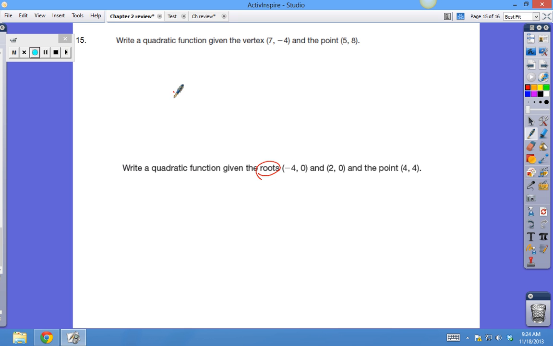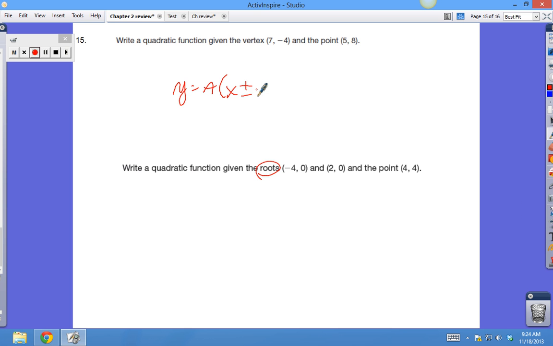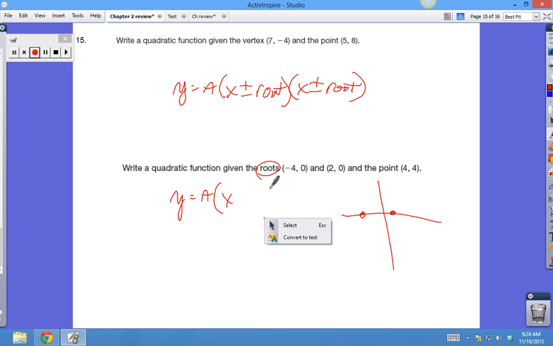Last one. The roots. Okay, the roots are the hint that it's got to be y equals a times x plus or minus some root times x plus or minus some root. Okay, your roots, I just draw a little picture. Negative 4, 0, that's somewhere here, and 2, 0. Okay, there are your roots. So this is tricky, because when you plug it in, it's kind of backwards. The roots are negative 4 and 2. The question is, is it a plus 4 or minus 4? Plus 2 or minus 2? And it is going to be a plus 4. And it's going to be a minus 2.